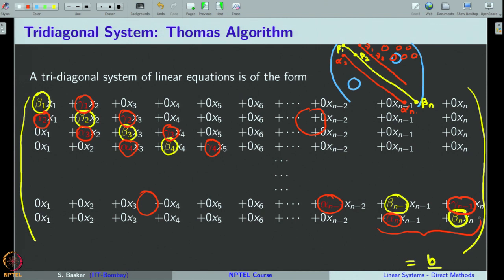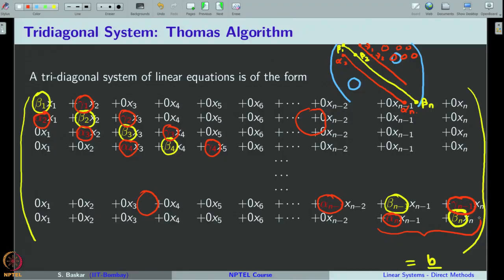Tridiagonal systems often occur in certain applications, especially when you try to build a numerical method for certain PDEs. We apply finite difference methods or even finite element methods. The PDE can be approximated by a linear system, and that linear system in some cases will turn out to be a tridiagonal system. And therefore, solving tridiagonal system is a very important problem. Thomas algorithm is often used in such cases. Thomas algorithm is a slight variation of the Gaussian elimination method. The underlying idea is exactly the same, but we will take the tridiagonal structure and adopt the Gaussian elimination method for this.